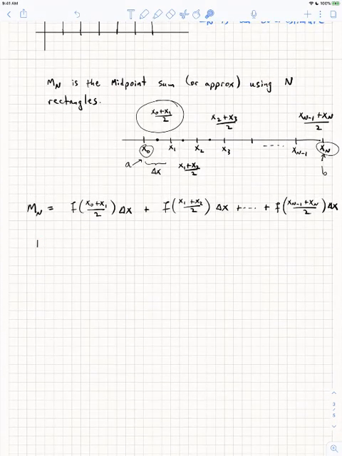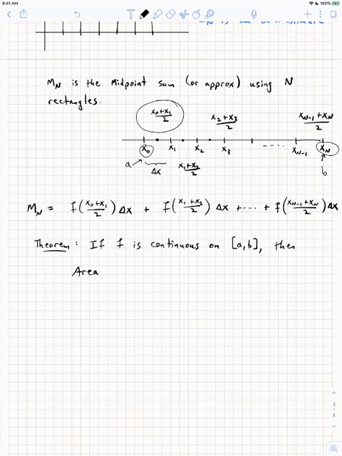So theorem, and it's the same hypothesis. If f is continuous on the interval from a to b, then the area underneath the curve between x equals a and x equals b is equal to the limit as capital N goes to infinity of M sub n.